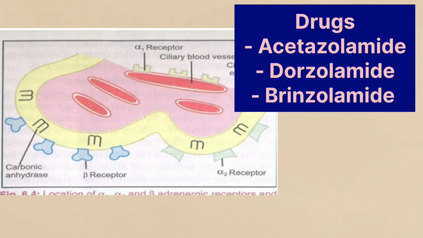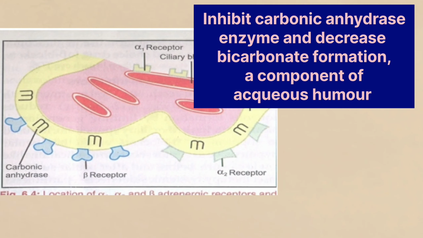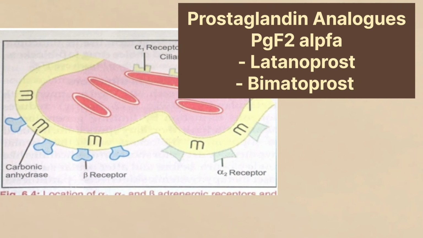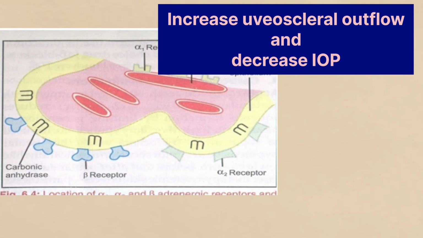Carbonic anhydrase inhibitors reduce the aqueous humor formation by decreasing the formation of bicarbonate ions in the ciliary epithelium. The next group is prostaglandins, which includes latanoprost and bimatoprost. They reduce the intraocular pressure by increasing uveoscleral outflow.